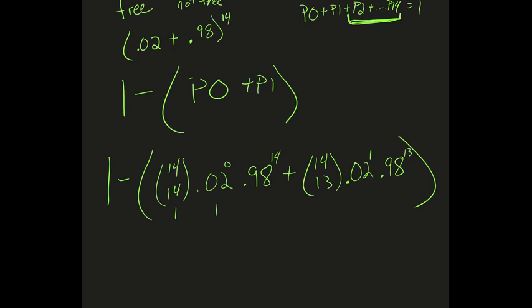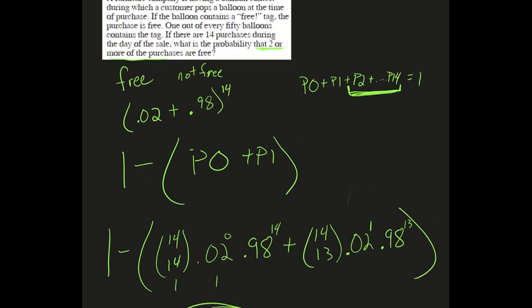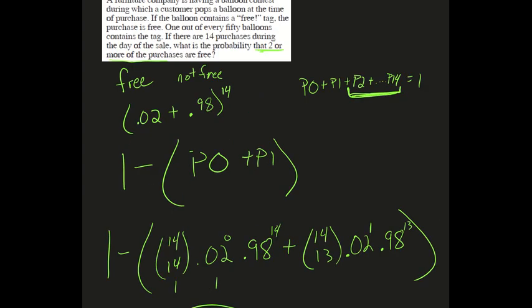So we put this in the calculator, watch your parentheses, and just make sure that you're subtracting the proper things. So 1 minus in the parentheses, 0.98 to the 14th plus 14 times 0.02 times 0.98 to the 13th. Close your parentheses. And there is a 0.031, or that's a 3.1% chance that 2 or more of the purchases are free.